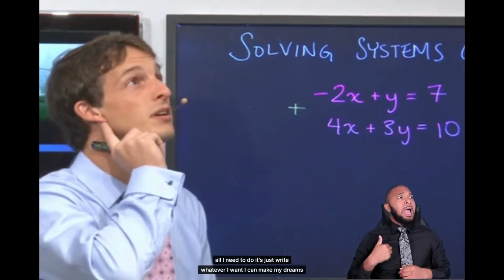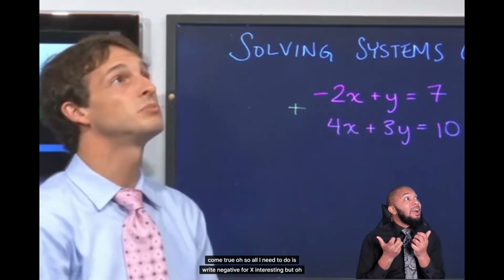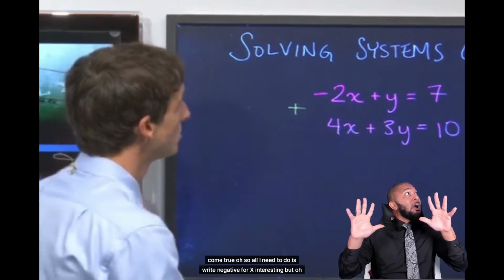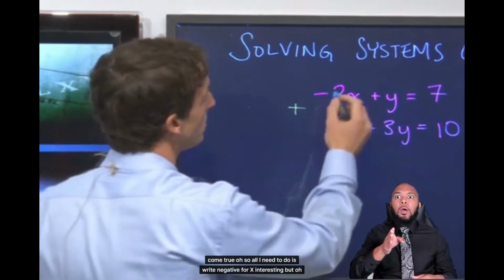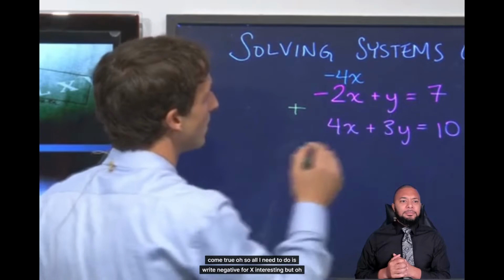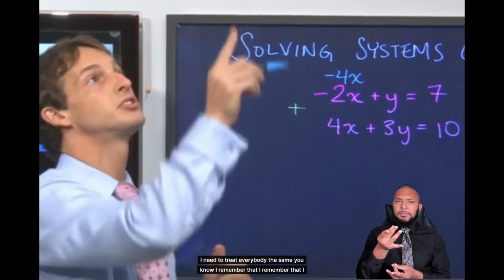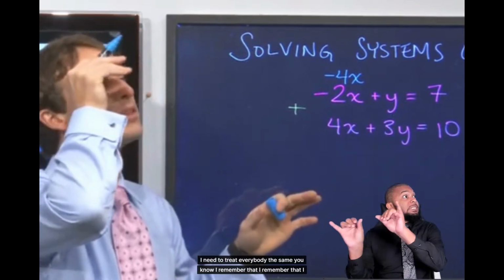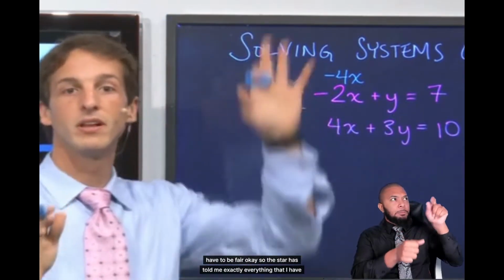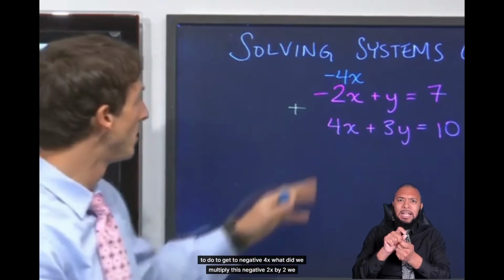All I need to do is just write whatever I want? I can make my dreams come true? Oh, so all I need to do is write negative 4x. Interesting. But, oh, I need to treat everybody the same. I remember that. I have to be fair. Okay, so the star has told me exactly everything that I have to do.